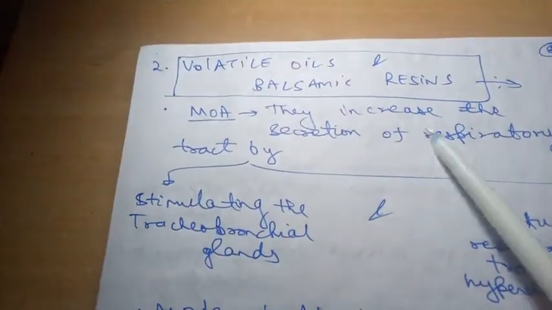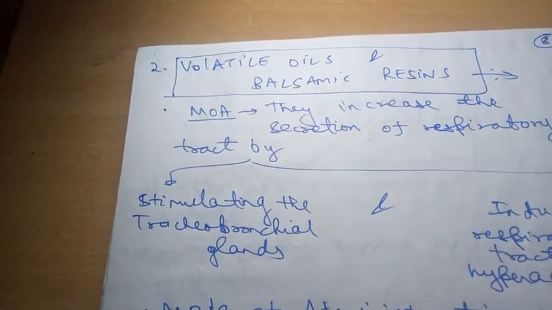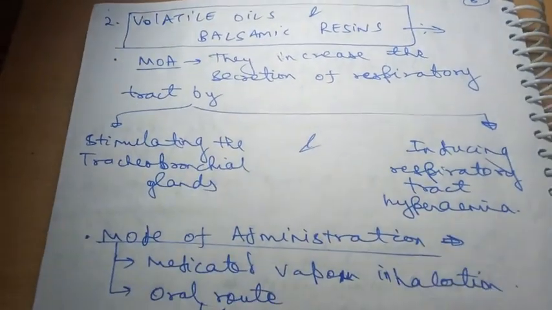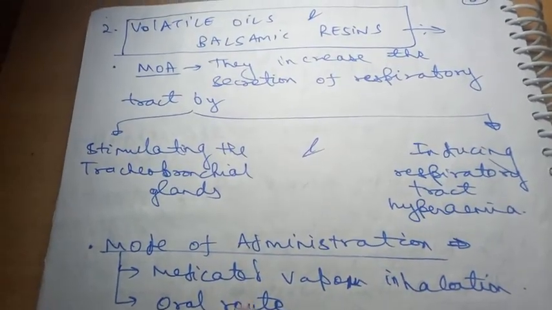Next we have volatile oil and balsamic resin. The mechanism of action is again the same. They act on the tracheobronchial glands and induce respiratory tract hyperemia. Simple. As for the route of administration, it is occasionally oral and mostly medicated vapor inhalation.